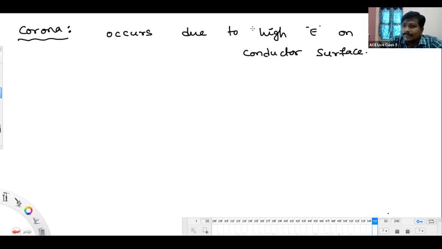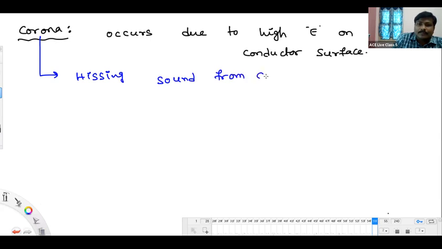How is this corona physically happening? What is the physical significance of corona? How can we observe corona in practical transmission lines? Tell me, how will this corona be practically visible? One thing, we can get some sort of hissing sound from the conductor. Particularly, if you walk along a 765 kV line or 400 kV line, you get some sound from the conductor. So I can say hissing sound from the conductor. This is one way of observing the corona.